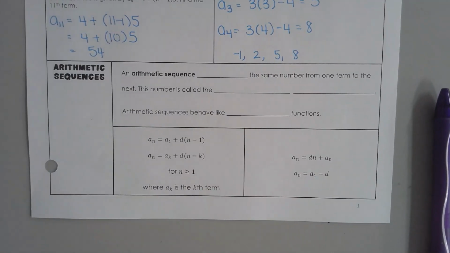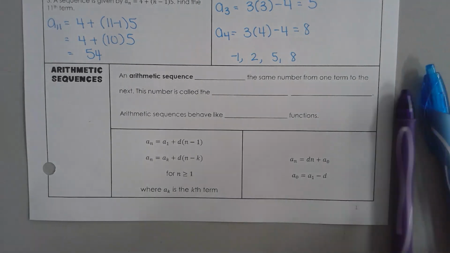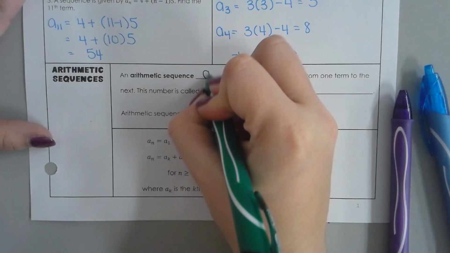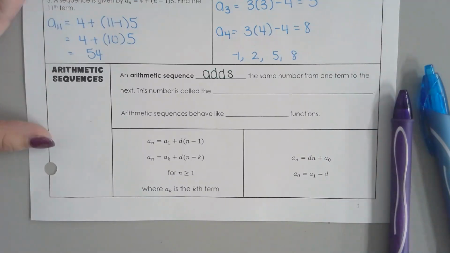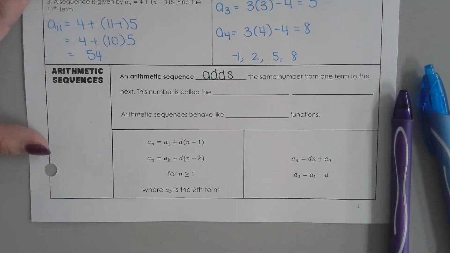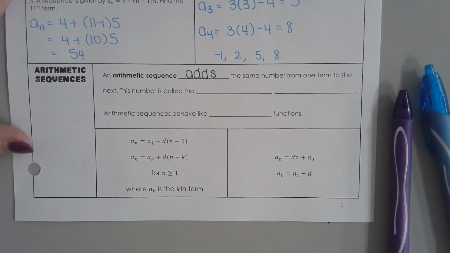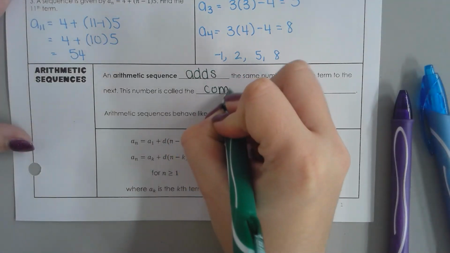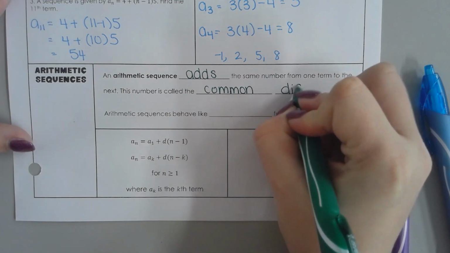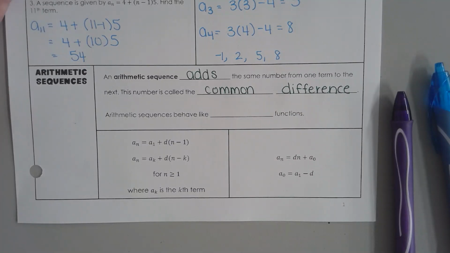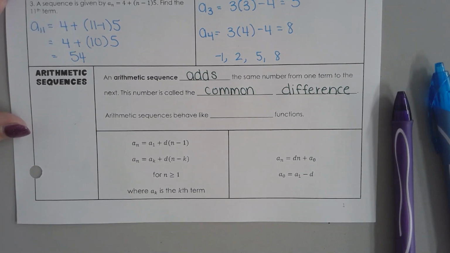Now, 2 types of sequences we're going to talk about. The first one is arithmetic. An arithmetic sequence is one where you add the same number from one term to the next. And we call that number, does anybody remember what it's called? It's called the common difference. So if your numbers are getting bigger, your common difference would be positive. If your numbers are getting smaller, it would be negative. You'd be adding a negative number.